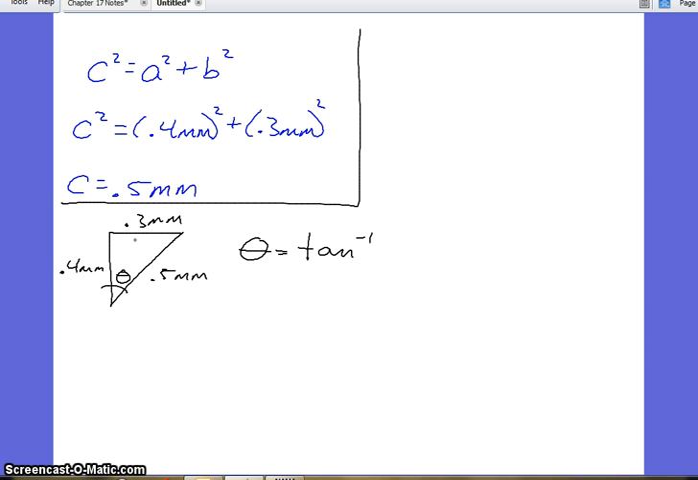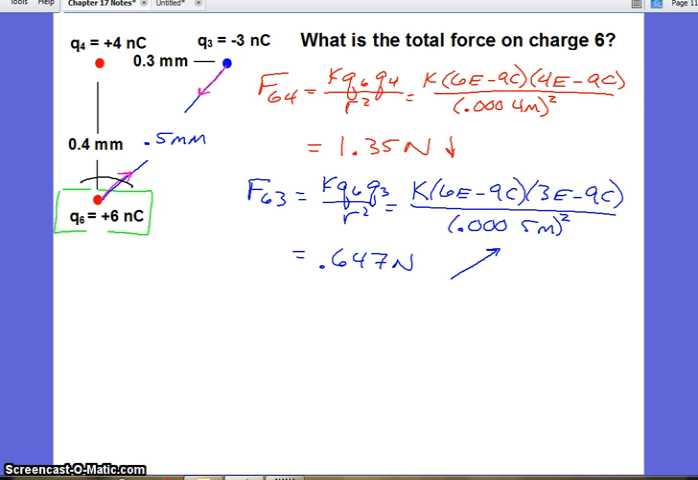And tangent is opposite, which is 0.3, over the adjacent, which is 0.4. Adjacent side is the side that's touching it, but is not the hypotenuse, and the opposite is the one across from it. And so we get that this angle comes out to be 36.9 degrees. So we go back here, and it's this angle here with respect to the vertical, 36.9 degrees.